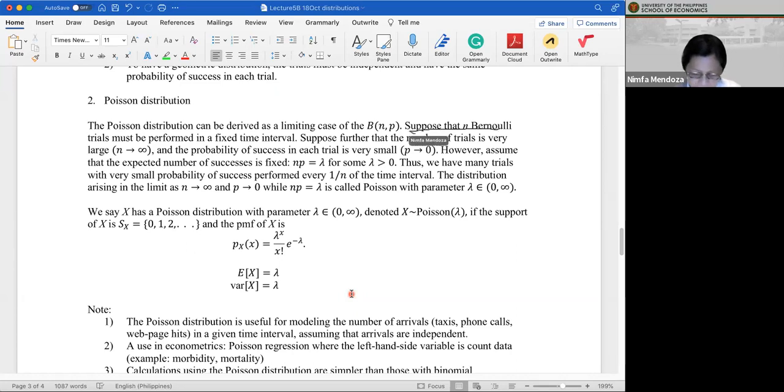So this is how the Poisson distribution arises. You have n Bernoulli trials that must be performed in a fixed time interval. For example, the number of telephone calls in an hour, or the number of cars passing through an intersection in an hour. So you have a fixed time interval. Suppose further that the number of trials is very large and the probability of success in each trial is very small.